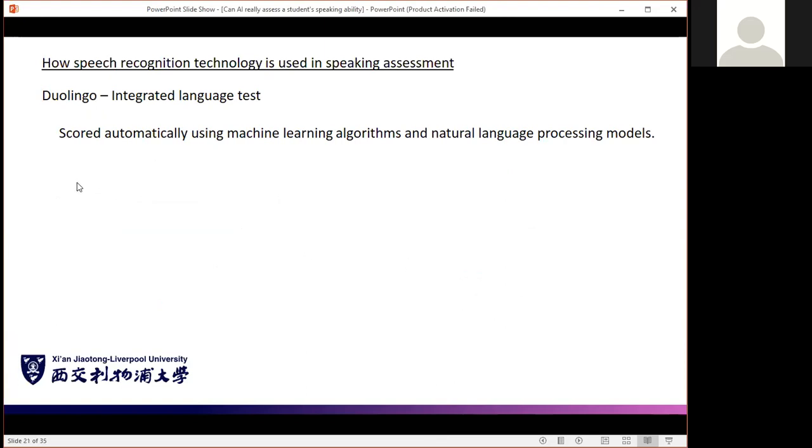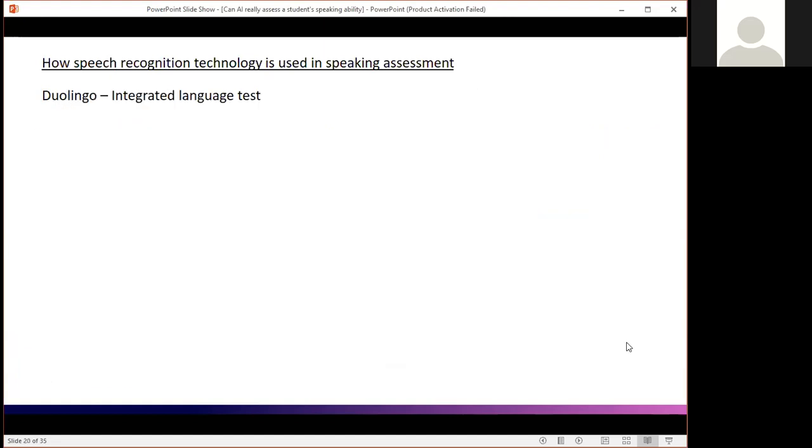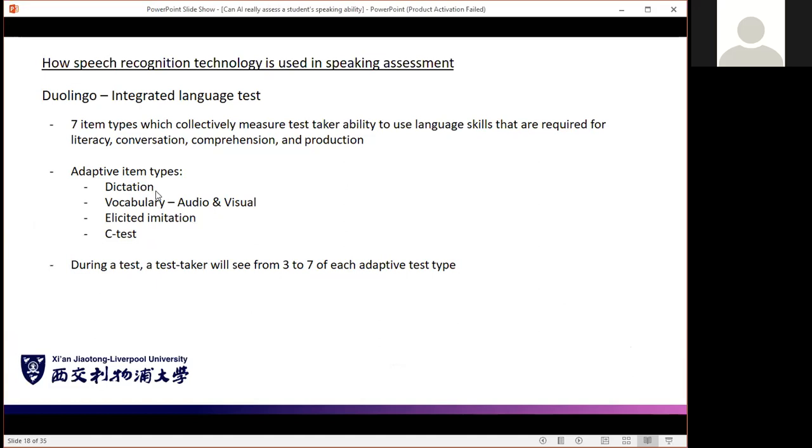So this is how the scoring works. It scores everything automatically using machine learning algorithms as introduced by Catherine, and natural language processing models. For the dictation, that's for the adaptive item types, C-test, that's either correct or not correct. The vocabulary, it's either correct or not correct. Dictation, it's either correct or not correct. So it doesn't need algorithms for that part. But the elicited imitation, it does, because it's focusing on your delivery of speech, and it's assessing that.